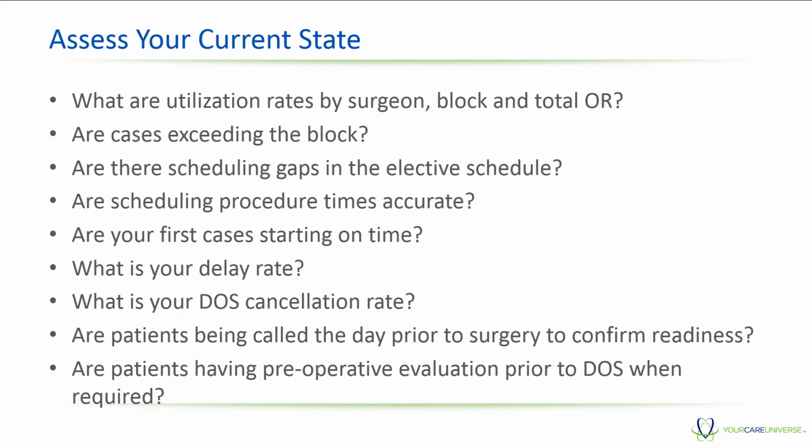Are there scheduling gaps in that elective schedule? If you have big gaps of time, that's going to be problematic for you. Are you scheduling your procedure times accurately? Again, I would use your current data to determine the average time that those particular procedures are running. Many surgeons never realize the total time that they use, and you might want to ask them why they are requesting a shorter time than they typically have done. Many times it's their office staff that might be doing this, and you're just trying to make sure that you have the coverage that they need.